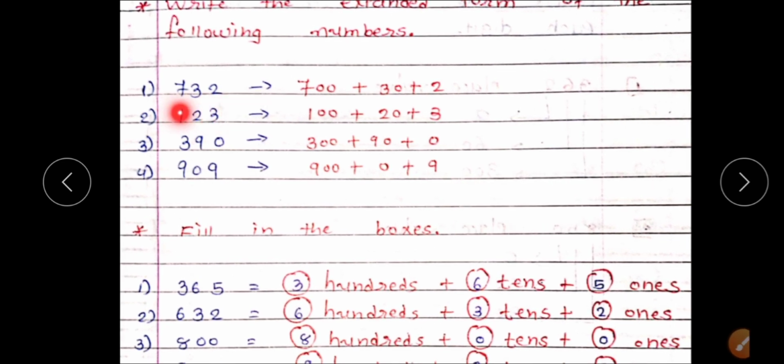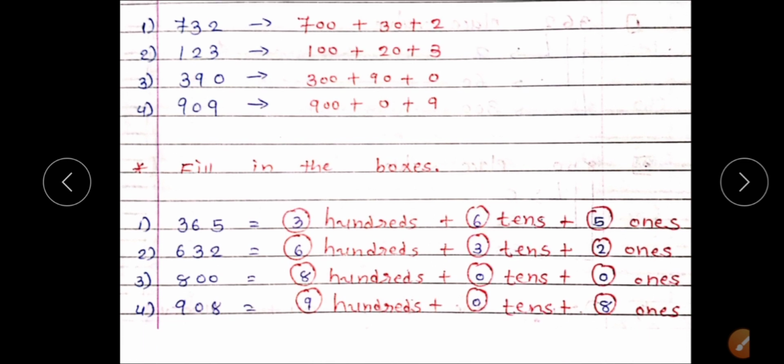732. 7 is in hundreds place, 3 is in tens place, 2 is in ones place. So you can write the expanded form like this: 700 plus 30 plus 2. Now for other numbers you can write like this. Now next, fill in the boxes.